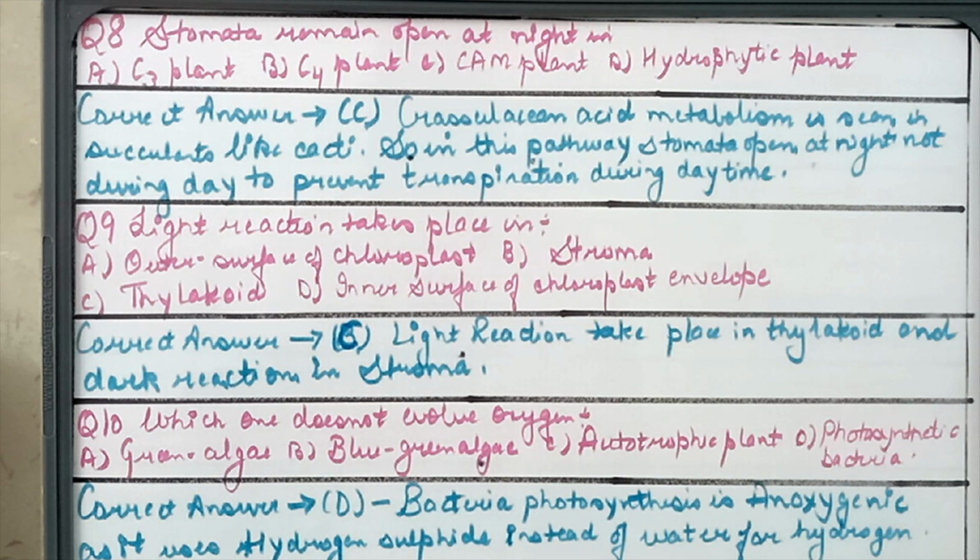Now a question arises, why bacteria do not evolve oxygen during photosynthesis? Because we know that bacteria use hydrogen sulfide instead of water as the source of hydrogen. So since it uses chemicals instead of water for generation of ATP, oxygen is not liberated.